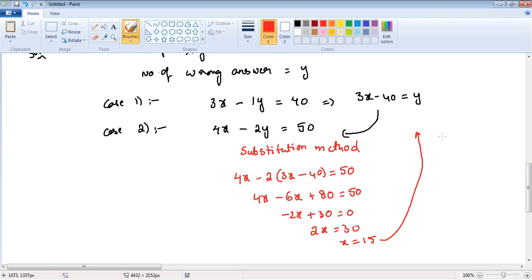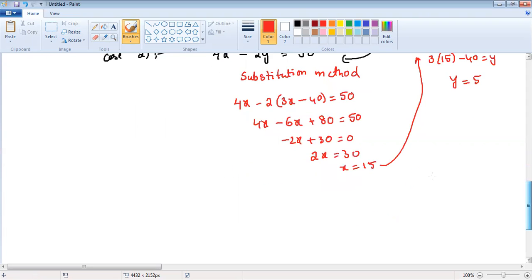If x equal to 15, what will you get? 3 into 15 minus 40 is equal to y, and y is equal to 5. So number of right answers? 15. Number of wrong answers? 5. Right. Have you understood now?